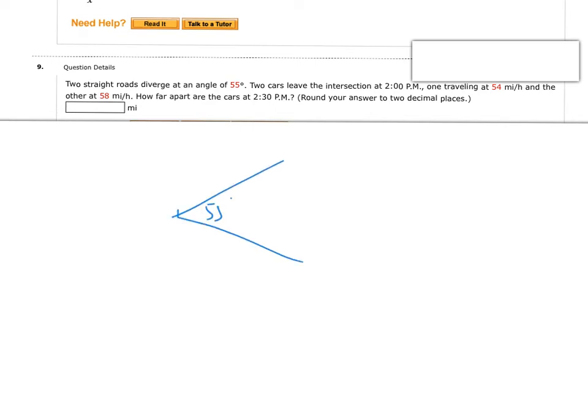So we got 55 degrees there. So this is car 1, this is car 2, and let's see, they leave at 2 o'clock, and then how far apart are they at 2:30? So we're trying to find this distance right here.